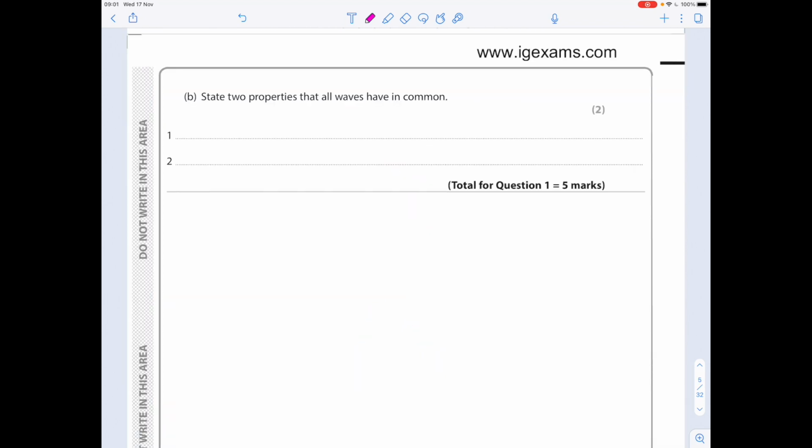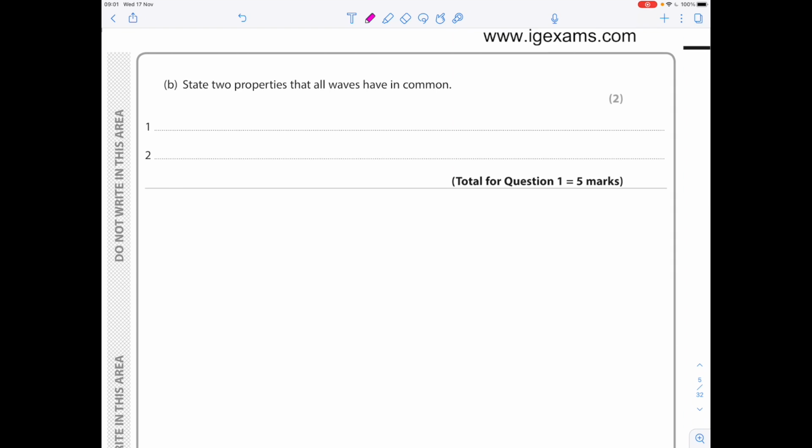State 2 properties that all waves have in common. If you've watched my video or bought my revision guides, you know that they transfer energy and they can all be reflected, refracted and diffracted.